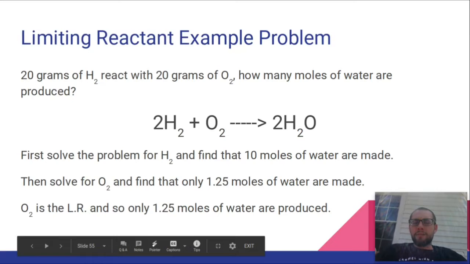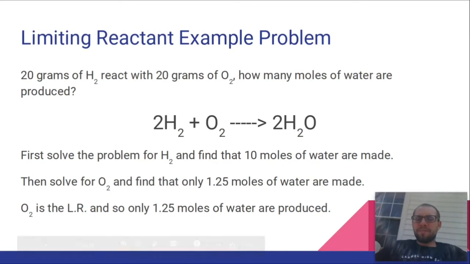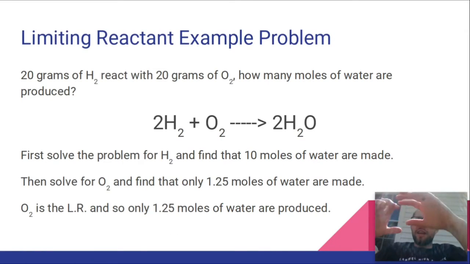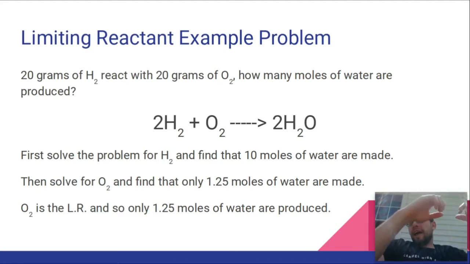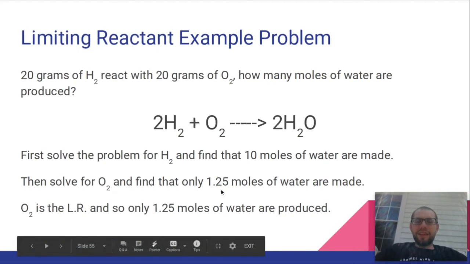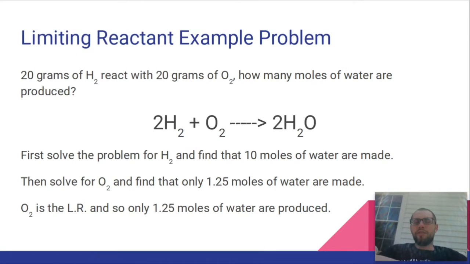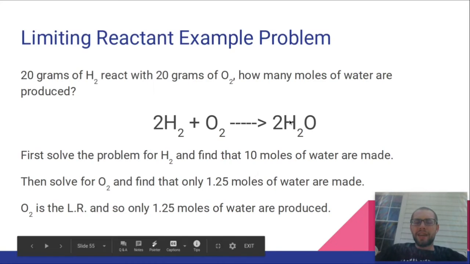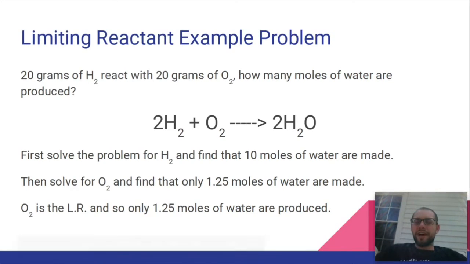When I do this same problem for the oxygen gas, I start with grams of oxygen, and then moles of oxygen, and then I go over the mole bridge. This time I'm only going to get 1.25 moles of water that are produced. So I'm getting conflicting answers here. The hydrogen tells me I'll make 10 moles. The oxygen tells me I'll only make 1.25 moles.